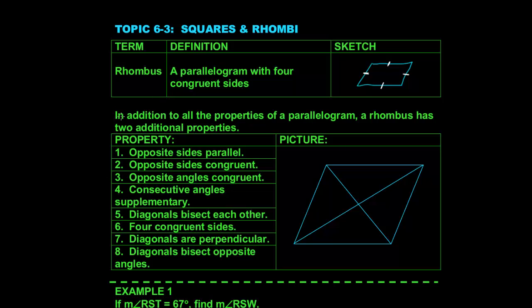Alright. So, in addition to all the properties of a parallelogram, a rhombus has two additional properties. So, here we go. Let's start with our opposite sides are parallel. Draw these in here. Alright. Opposite sides are congruent. Now, the thing with these opposite sides being congruent is we know we have four congruent sides. Let's add this color up here.